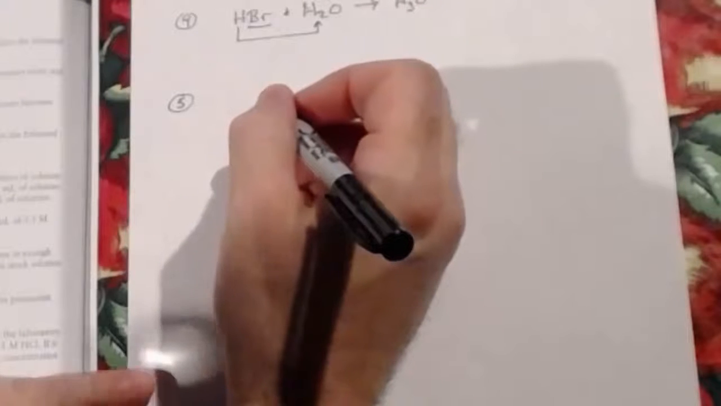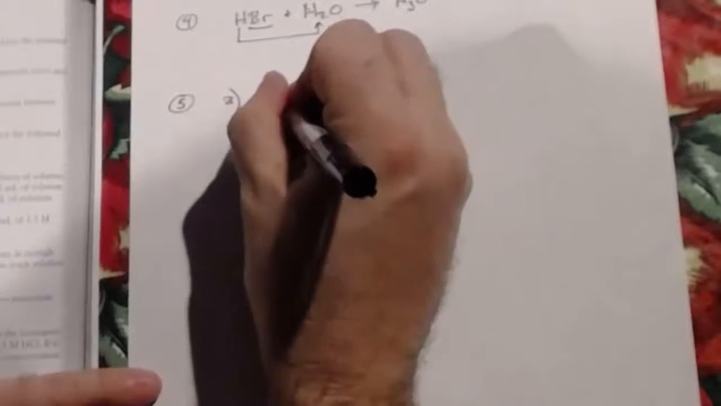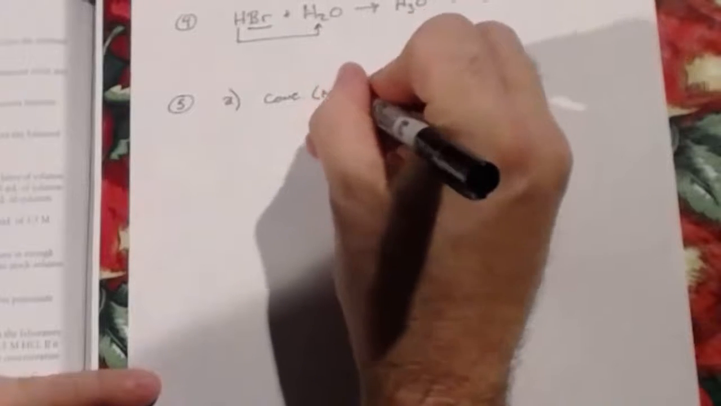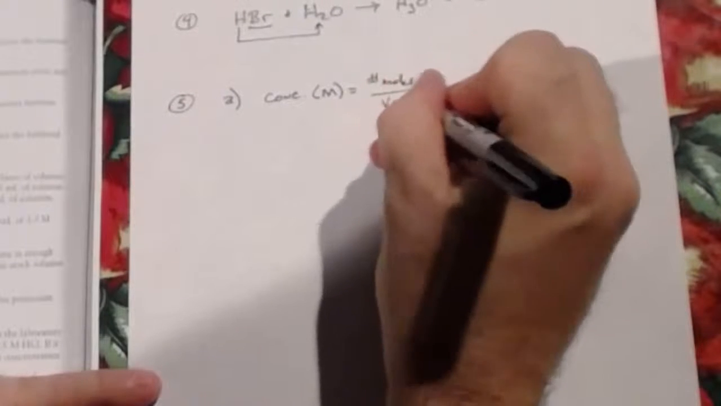Number 5. Give the concentration in molarity for each of the following solutions. A. 3.5 moles of HNO3 are dissolved in enough water to make 1.2 liters of solution. So how are we going to do that? Well, the concentration, remember, just abbreviate C-O-N-C. Concentration, this is our molarity. Molarity is equal to the number of moles divided by the volume. So moles divided by volume.